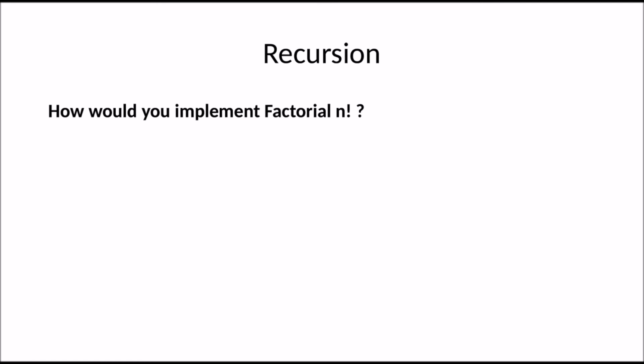So how can we implement factorial n? So we have a function, factorial, I pass in n, and then we need a base case, the condition when to stop, and a recursive case.